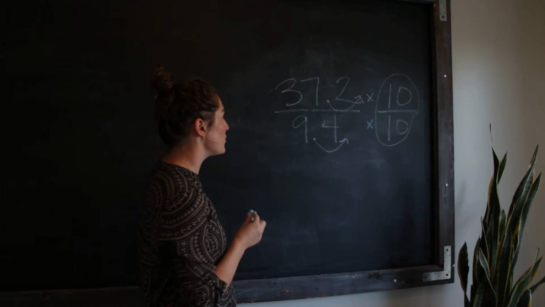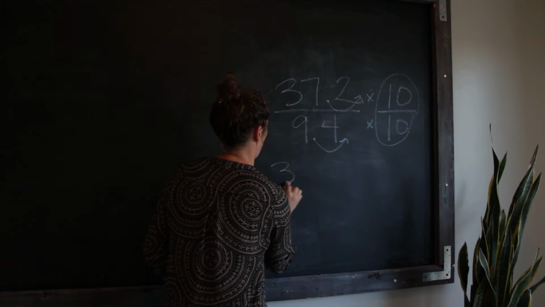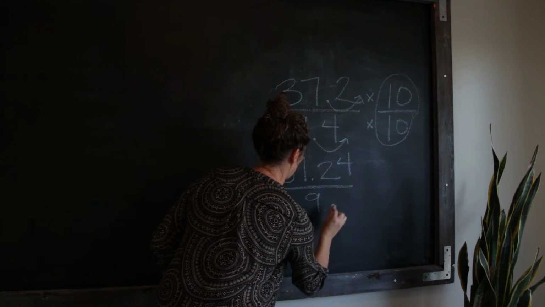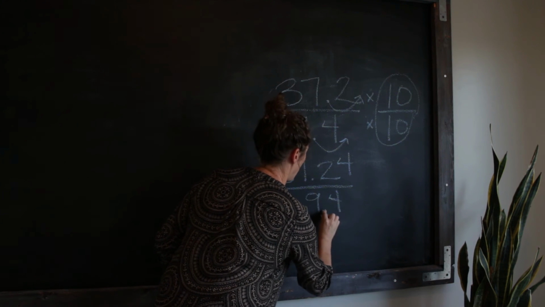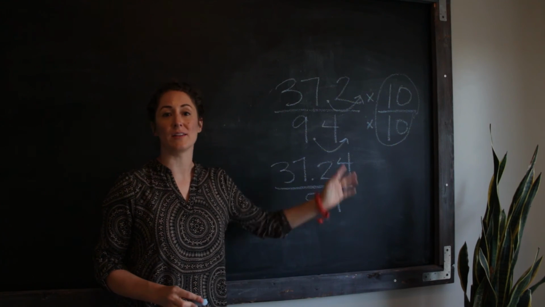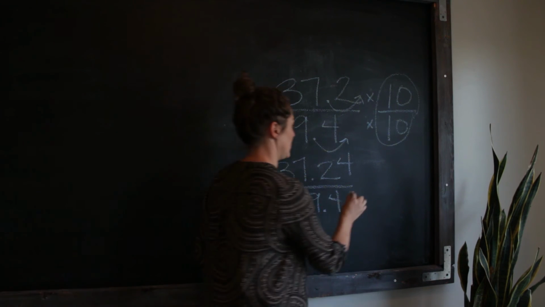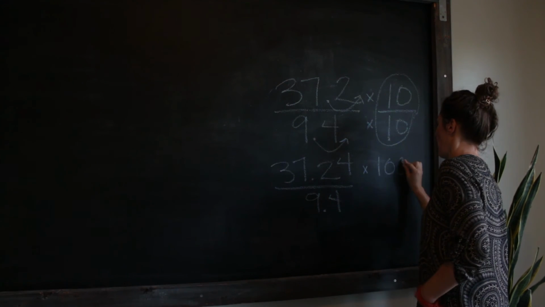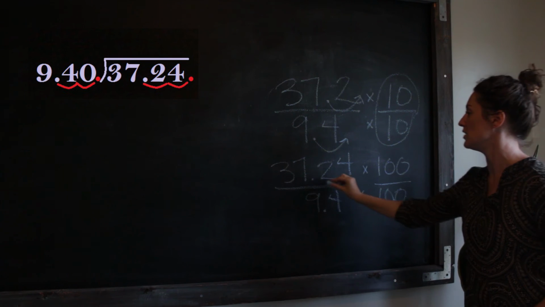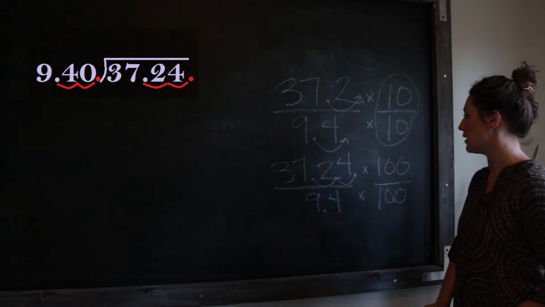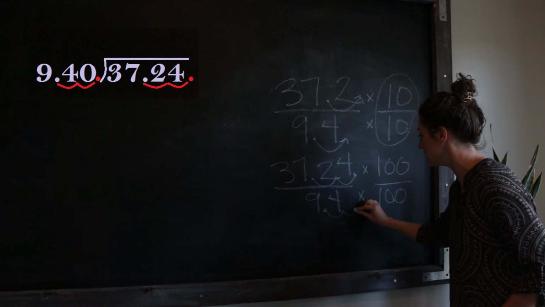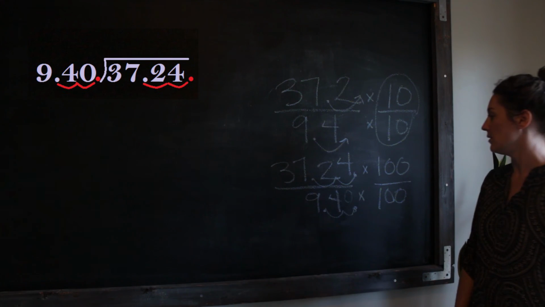This would work also no matter how many decimal places. If we had 37.24 divided by 9.4, I would want to be able to move my decimal place 2 spots over. What this is essentially doing is multiplying the numerator and denominator by 100 over 100. So this would be 3,724, and this would be moving it 2 places over, 940.